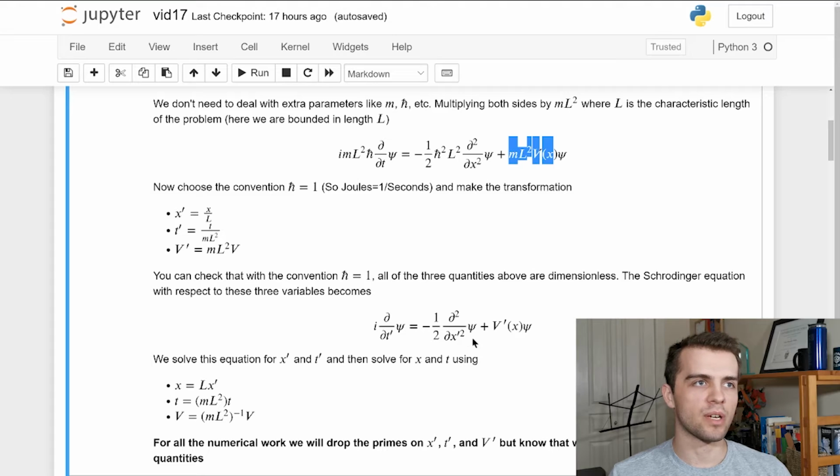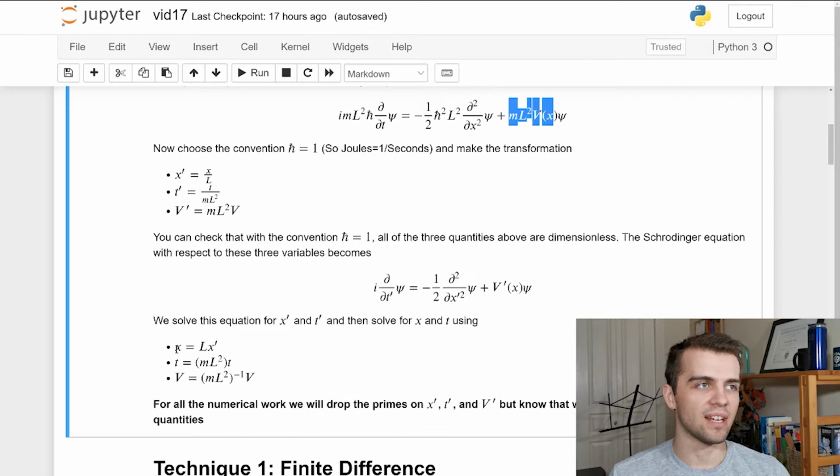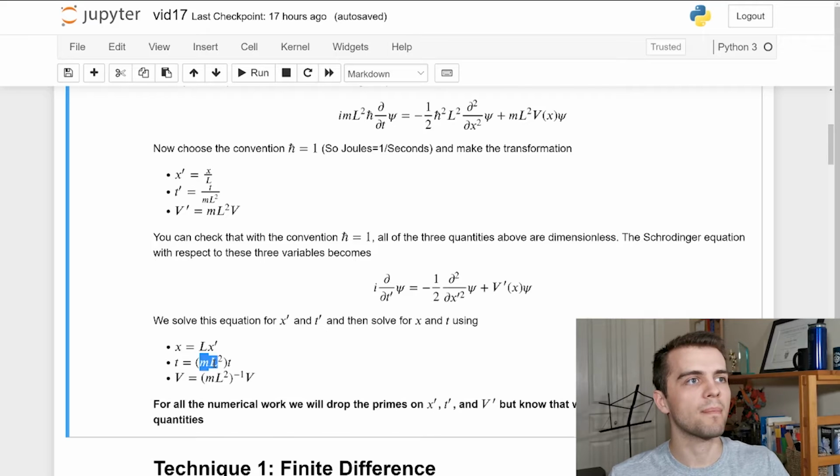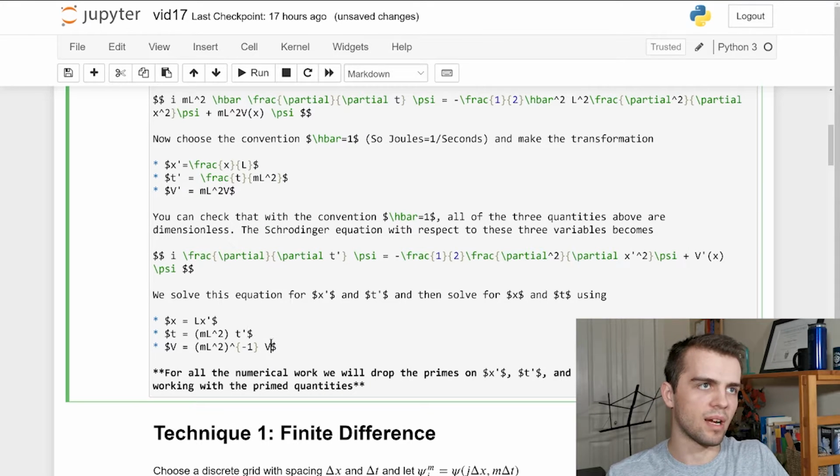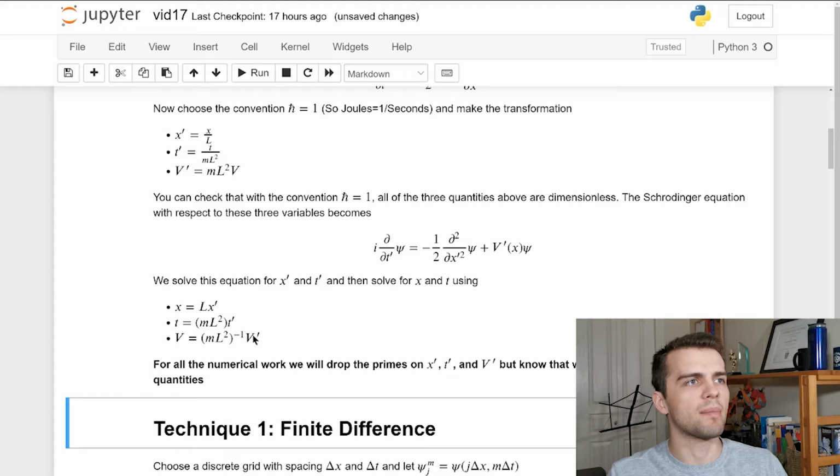And so we can solve this equation for X prime and T prime. And we define v prime, and then we make the substitution at the end here. X is L, X prime, T is ml squared. This should be a T prime here and a V prime here. So T prime and V prime.